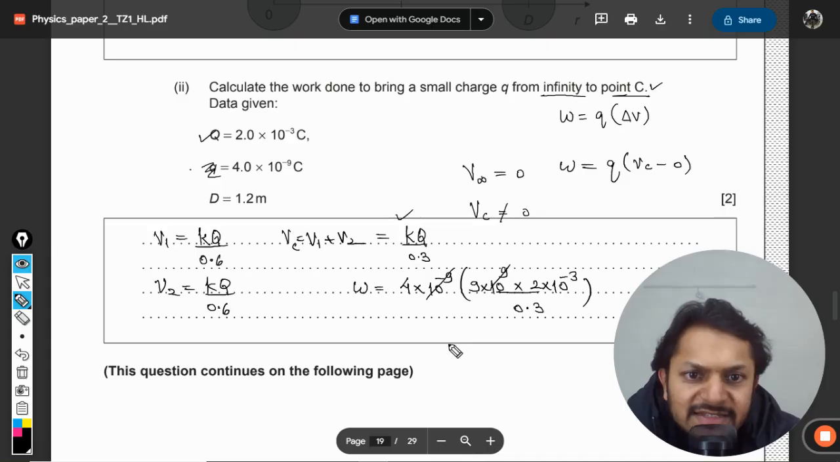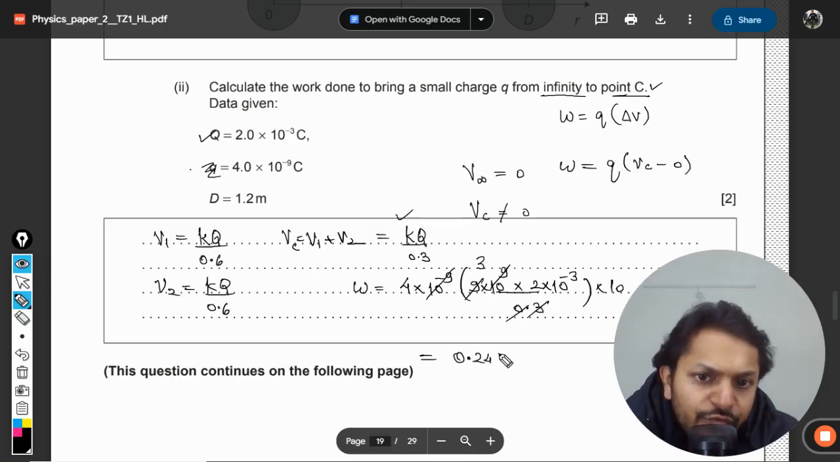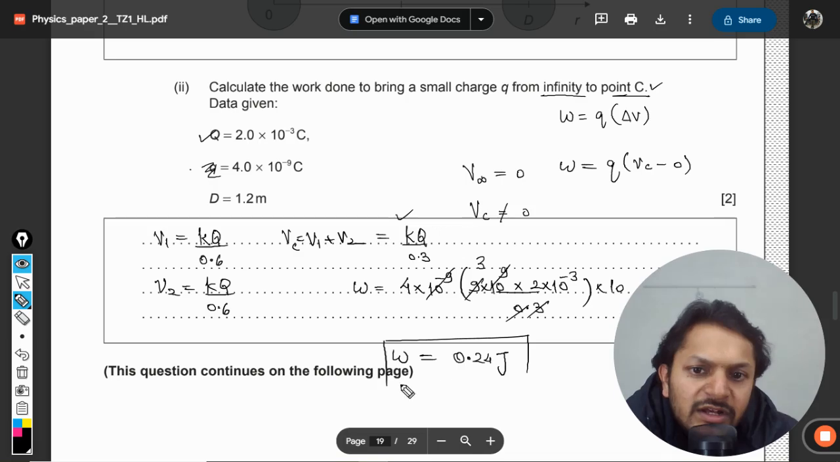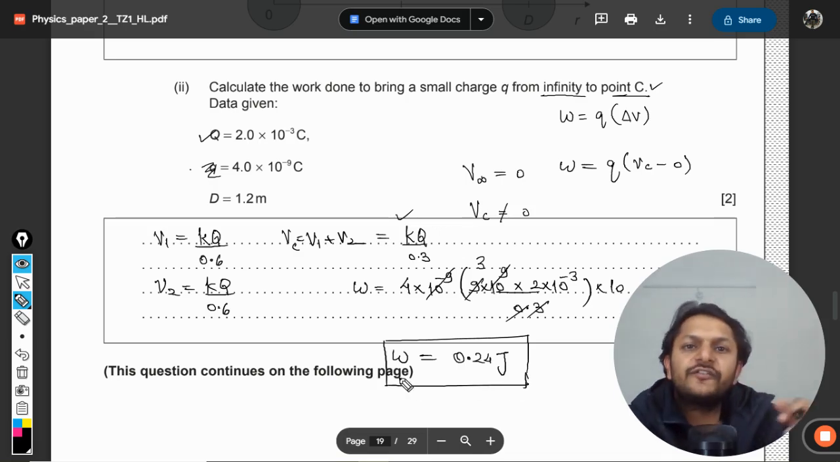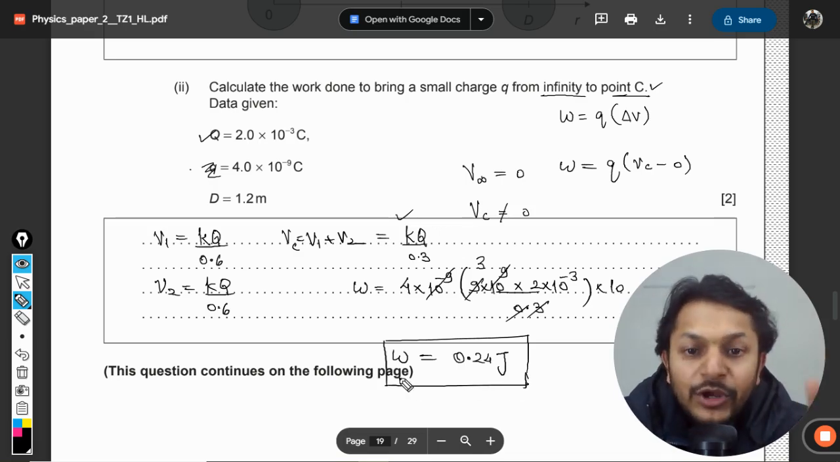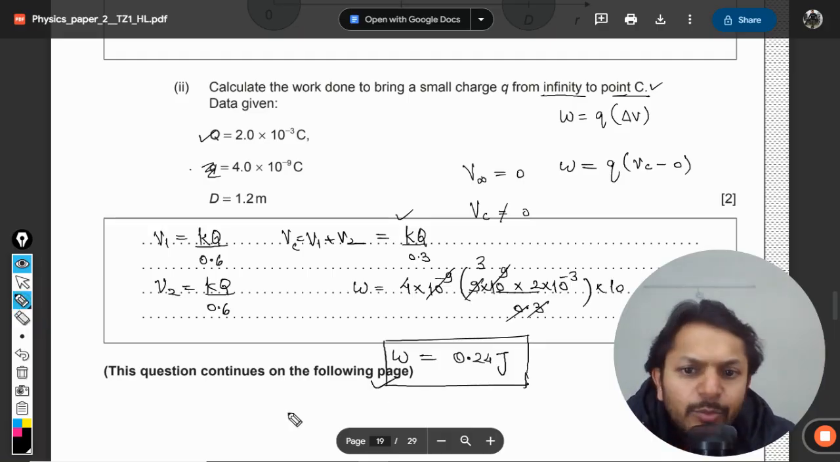So this and this get cancelled out, and this decimal can be removed by multiplying 10 in the numerator. So this will be 3. So 4 3s are 12, 12 2s are 24. So 24 into 10 to the power negative 2, so 0.24 joule. This is the net work done in bringing a charge from infinity to that point. Now the answer will be 0.24.